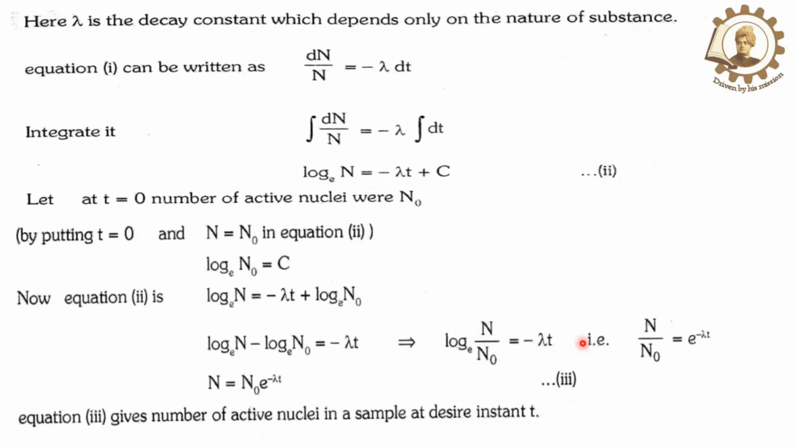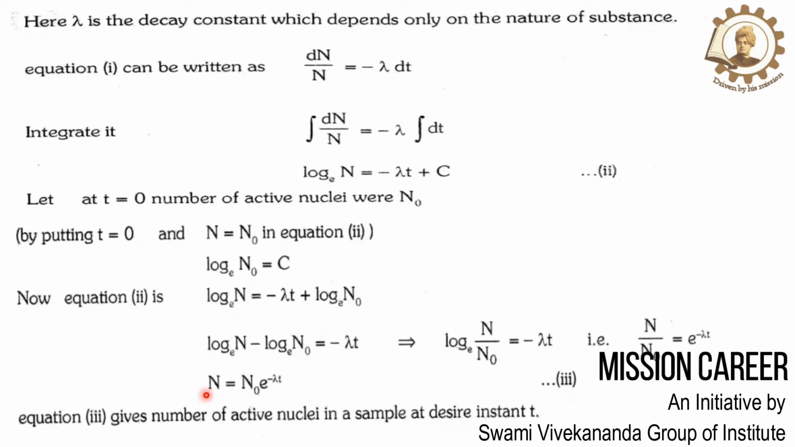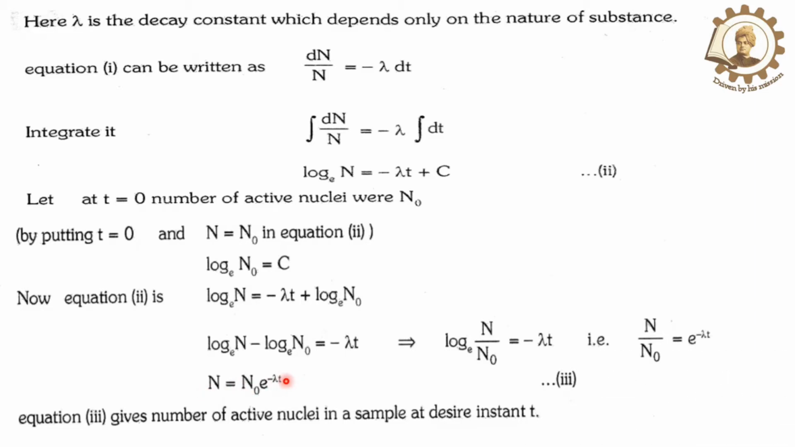If we remove the log, we can write N/N0 = e^(-λt), where λ is the decay constant and t is the given time. Finally, we can rearrange and write N = N0 e^(-λt), where N0 is the initial number of nuclei present at the start, and N is the number of active nuclei present at a given time t. So this is the decay law, represented as N = N0 e^(-λt).